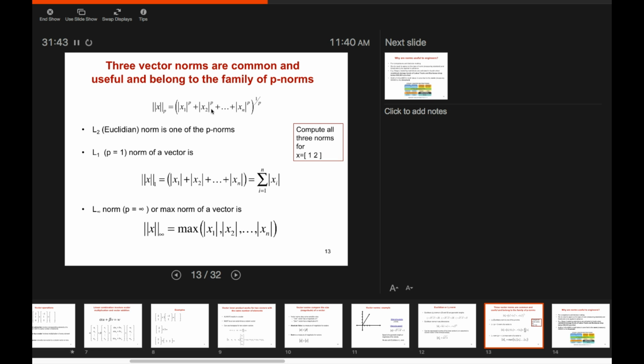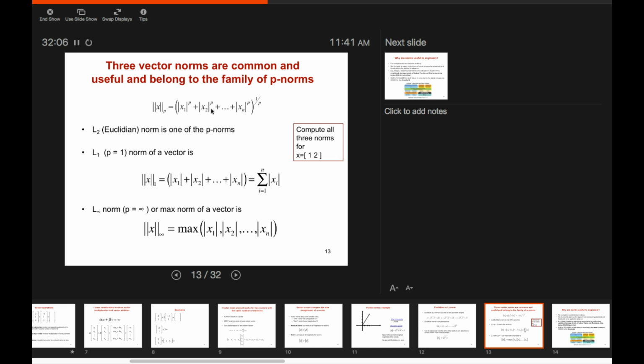If I had this vector, then 2 norm would be square root of 9 plus 1, so square root of 10 plus 0. The 1 norm will be 4 because it's just absolute values of these. And the infinity norm is 3 because that's the largest number in absolute value.